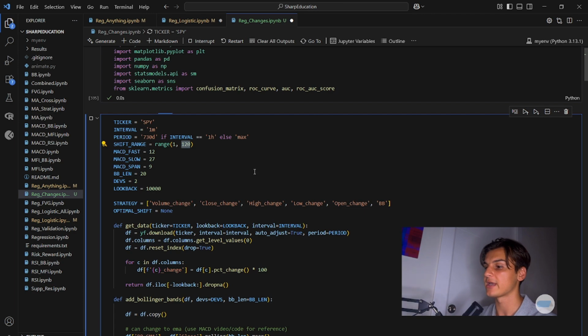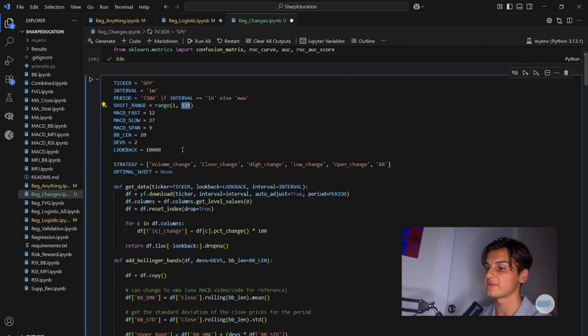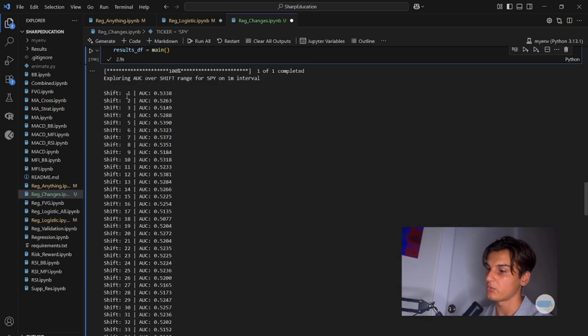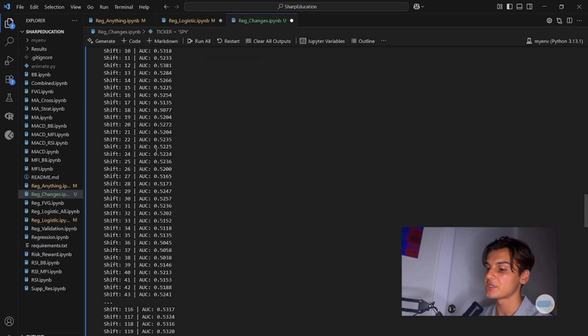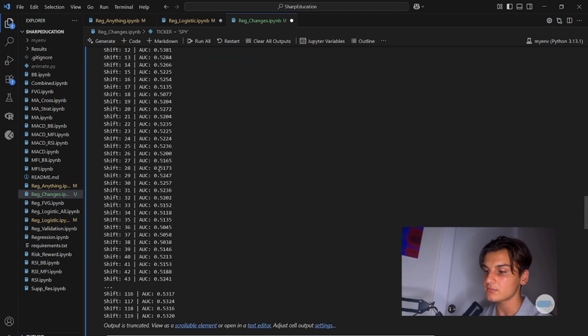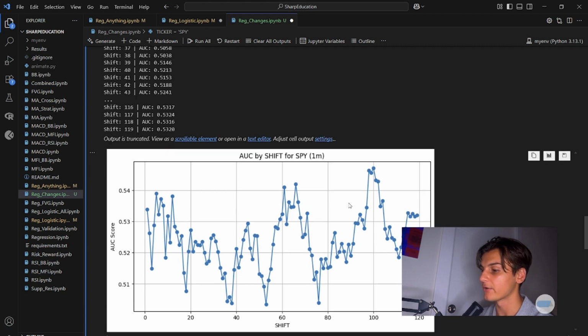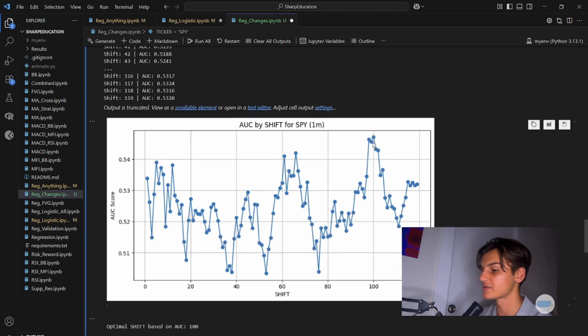What happens when we run everything and we are shifting every single different period through 1 to 20 periods. So with a 1 period shift, the area under the curve is 53. But if you shift it a little bit more, you get a wide variety of areas under the curve. And the optimal shift ends up being 100 minutes. So about an hour and 40 minutes.